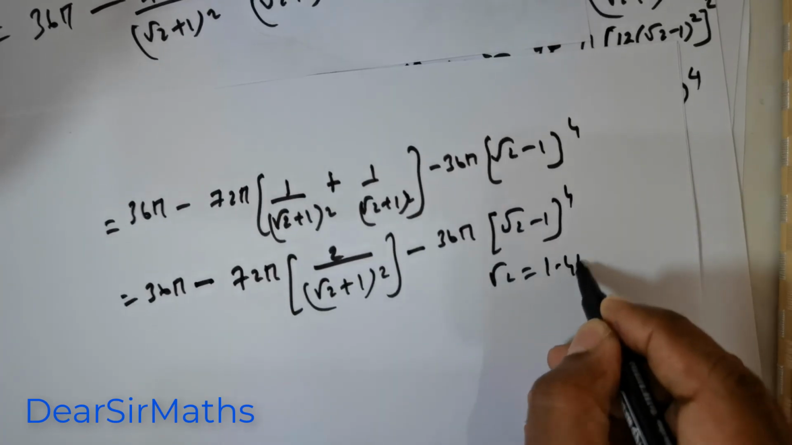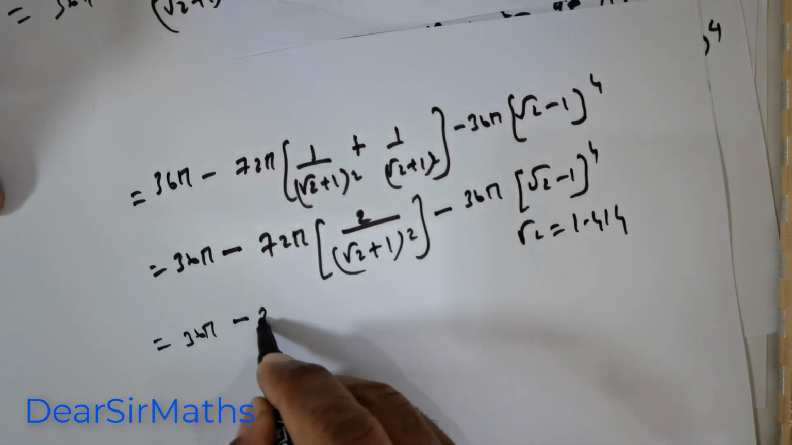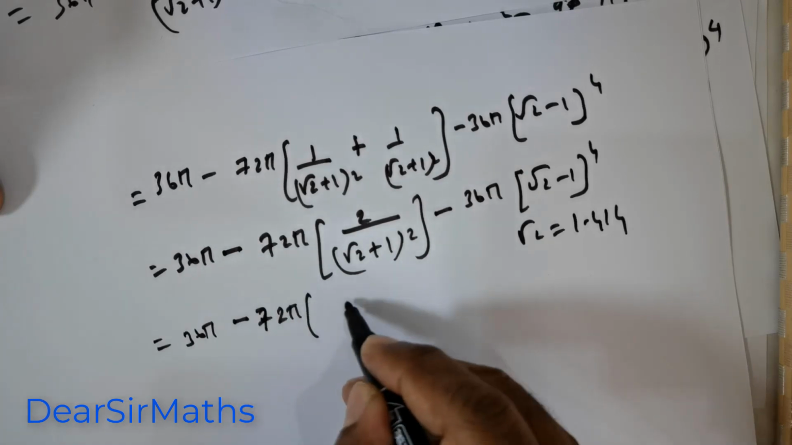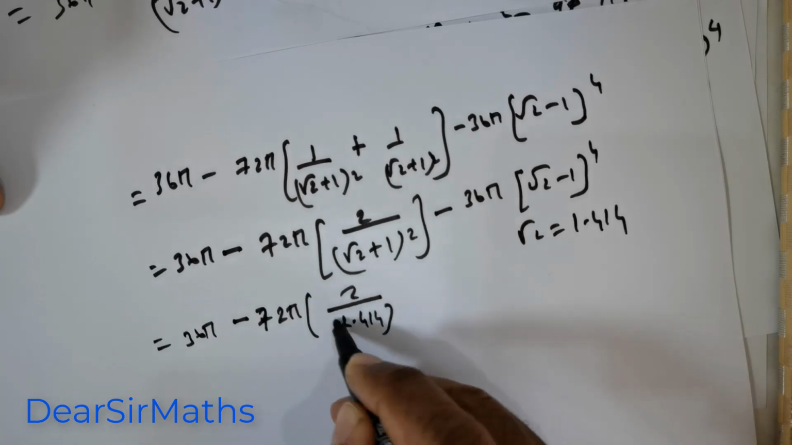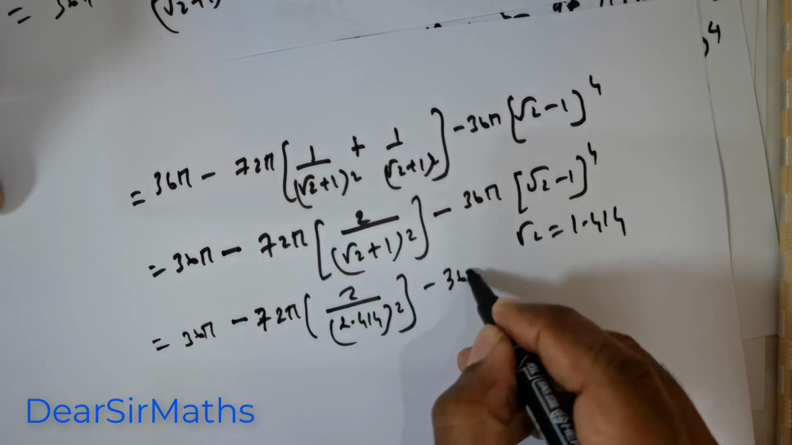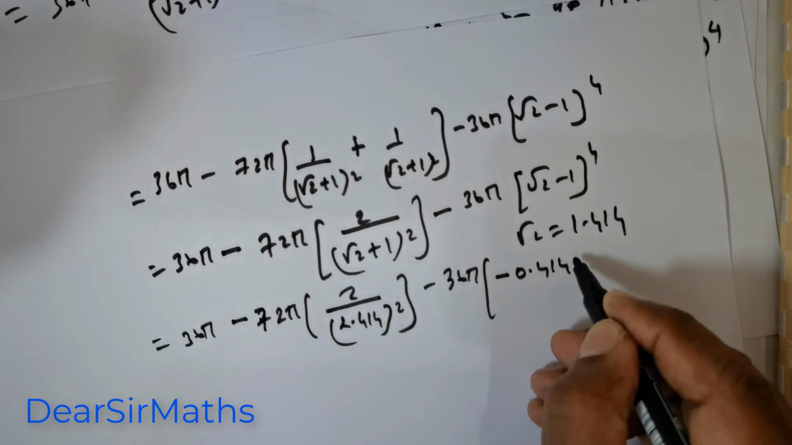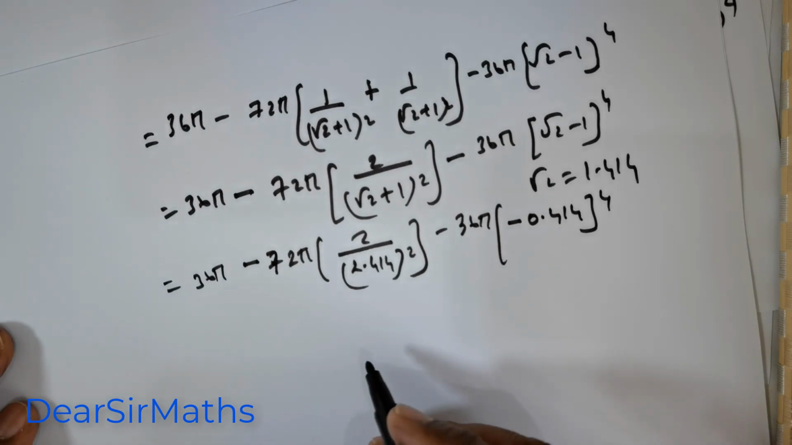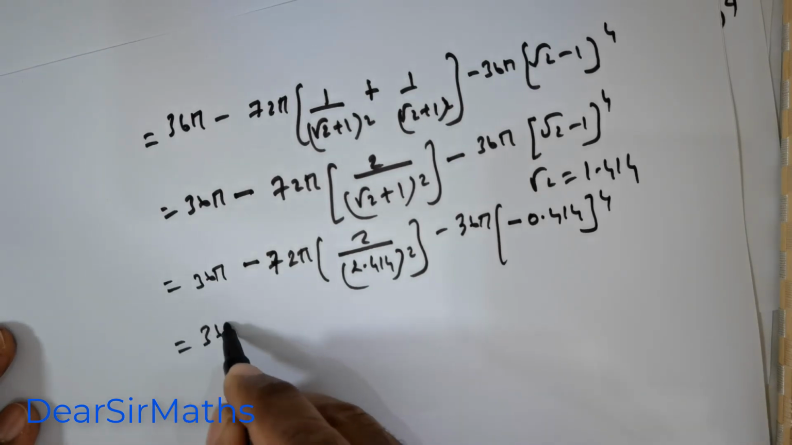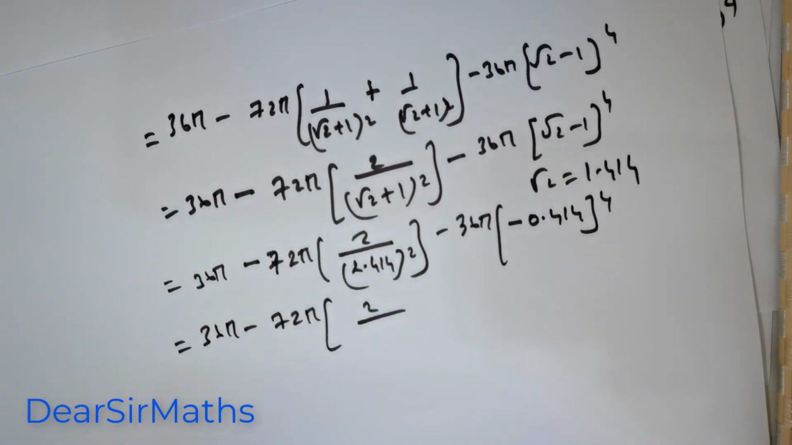Now root of 2 is 1.414, utilize that value. Now this is equal to 36 pi, negative 72 pi, 2 divided by, this is going to be 2.414 raised to the power of 2, negative 36 pi, you subtract 1 out of it, you get negative 0.414 raised to the power of 4. Now you can utilize your calculator. Let me use the calculator and find out the value. So this is 36 pi negative 72 pi, 2 divided by 2.414 raised to the power of 2. I'm utilizing the calculator.